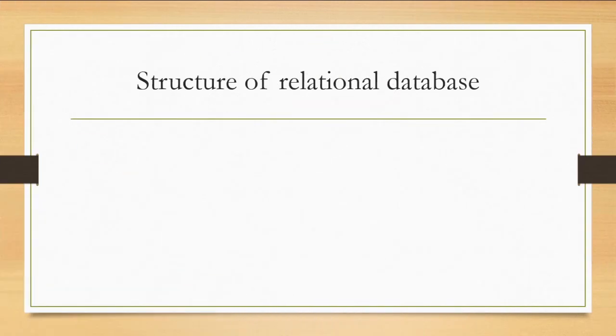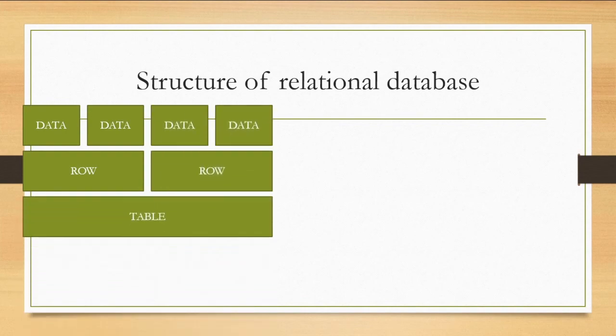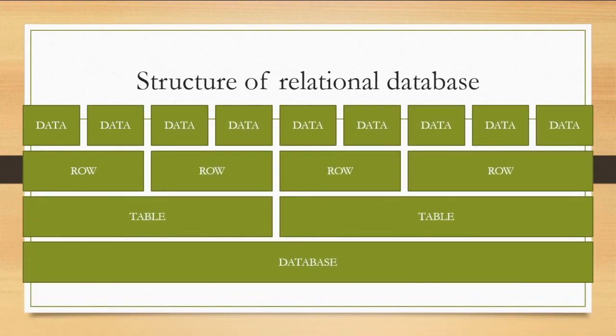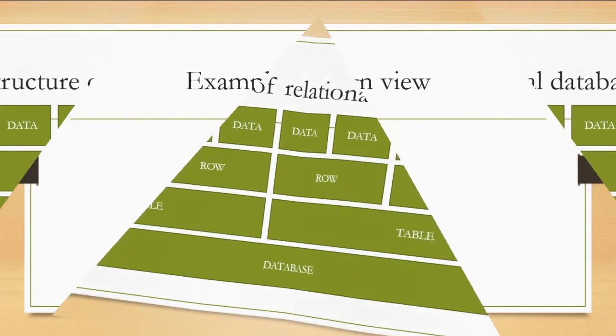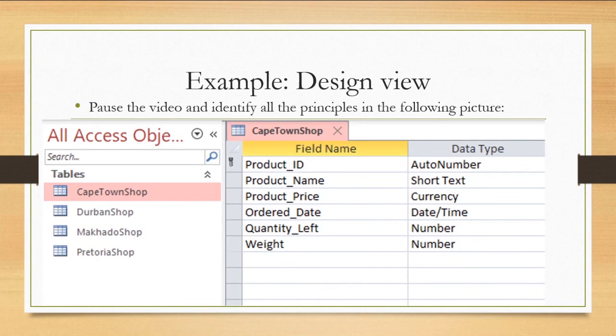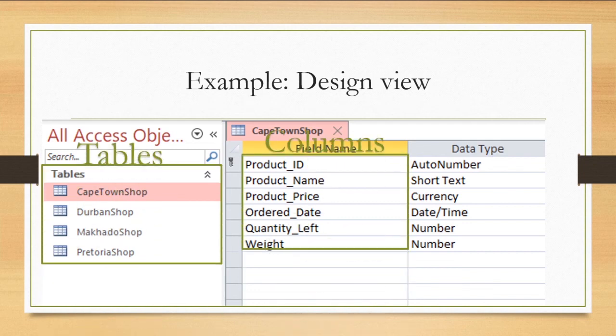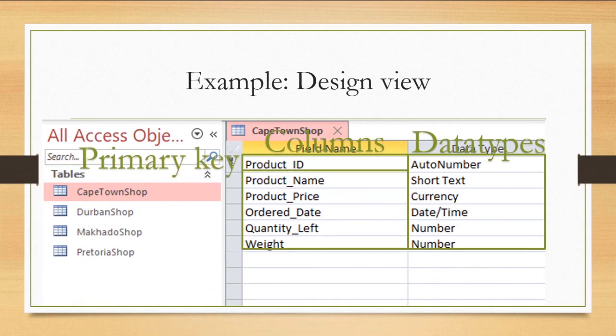Let's look at how all of these principles fit together. We have data. A collection of data is known as a row. A collection of rows is known as a table. And a collection of tables is known as a database. Let's look at an example, specifically the design view example. Pause the video and identify all the principles in the following picture. Let's identify all the principles. We have tables, columns, and data types. We also have the primary key, as indicated by the key.